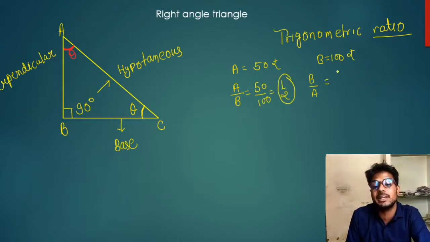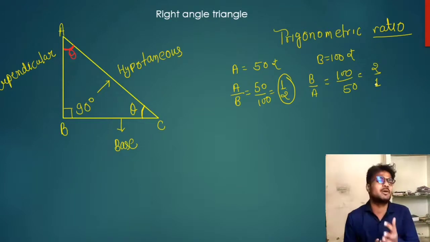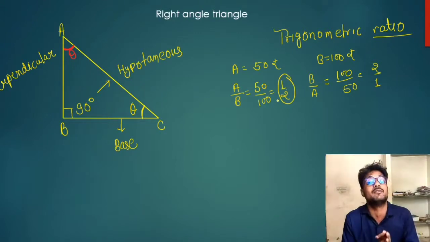And similarly B ratio means 100 upon 50, and that is 2 ratio 1. Ratio does not tell about the original quantity, but it just compares. Suppose A has 1 rupee, then B will have double rupees, that is 2. Similarly, if B has 2, then A will have half, that is 1. So ratio just compares the quantities.